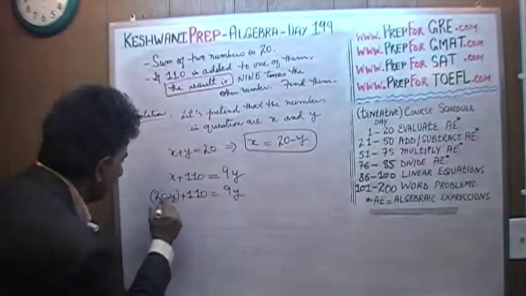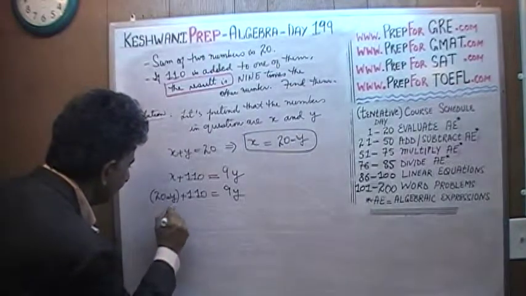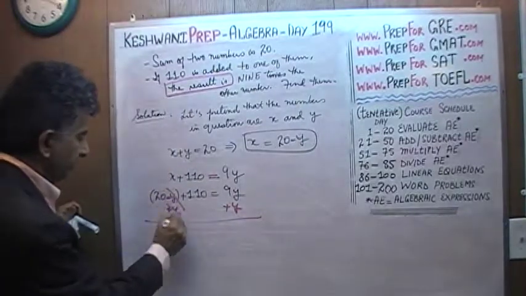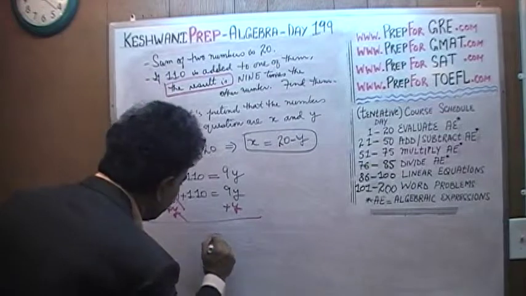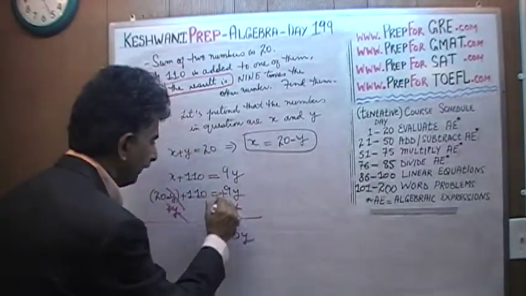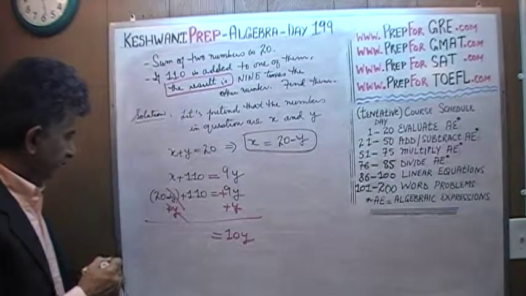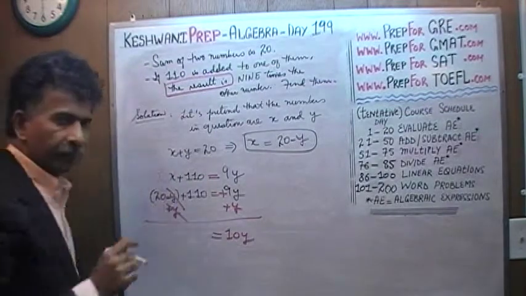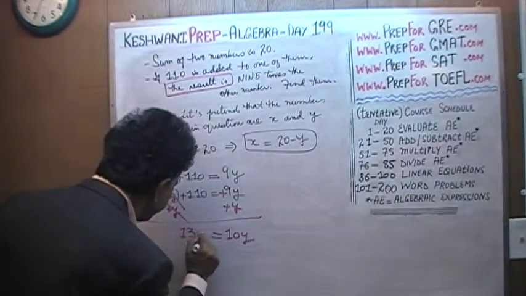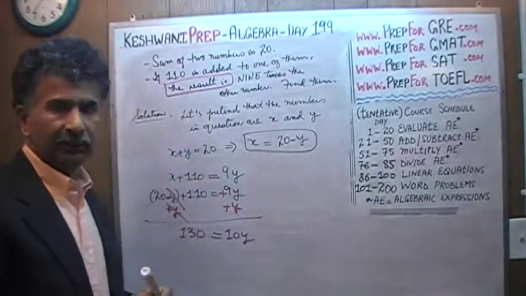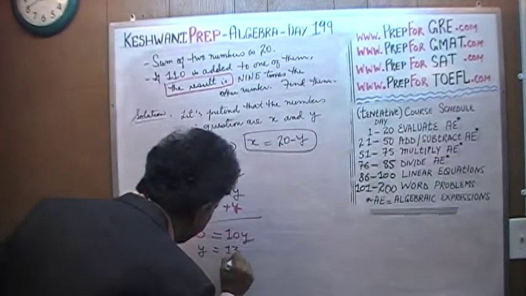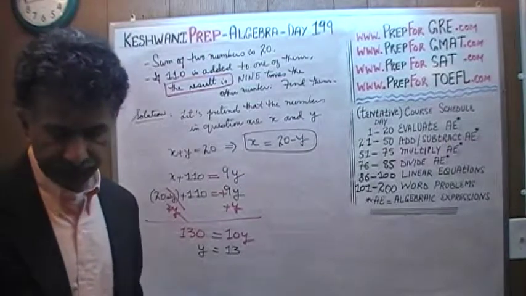So here we have a negative y. Here we have a positive. Let's add positive y to both sides. And this negative y and positive y will cancel out. And here we'll end up with 10 y's. 9y and 1y will give us 10y. And here you end up with 20 plus 110. 20 plus 110 is 130. Well, that's straightforward. If 10y is equal to 130, y must be 13. That's it. y must be 13.